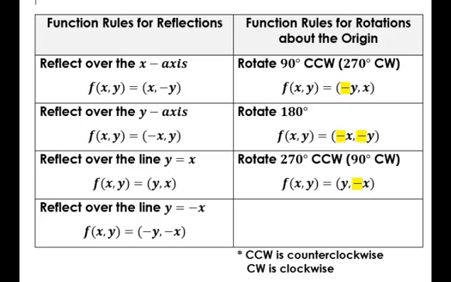If a figure is reflected over the line y equals negative x, the x and y values switch positions and both change signs. Let's review the function rules for rotations about the origin. It is important to note that these rules only apply to rotations about the origin and not to rotations about points in the coordinate plane other than the origin. For a 90-degree counterclockwise rotation, which is equivalent to a 270-degree clockwise rotation, the function rule is f(x, y) = (-y, x). For a rotation of 180 degrees, the function rule is f(x, y) = (-x, -y). For a 270-degree rotation counterclockwise, or 90-degree clockwise, the function rule is f(x, y) = (y, -x).